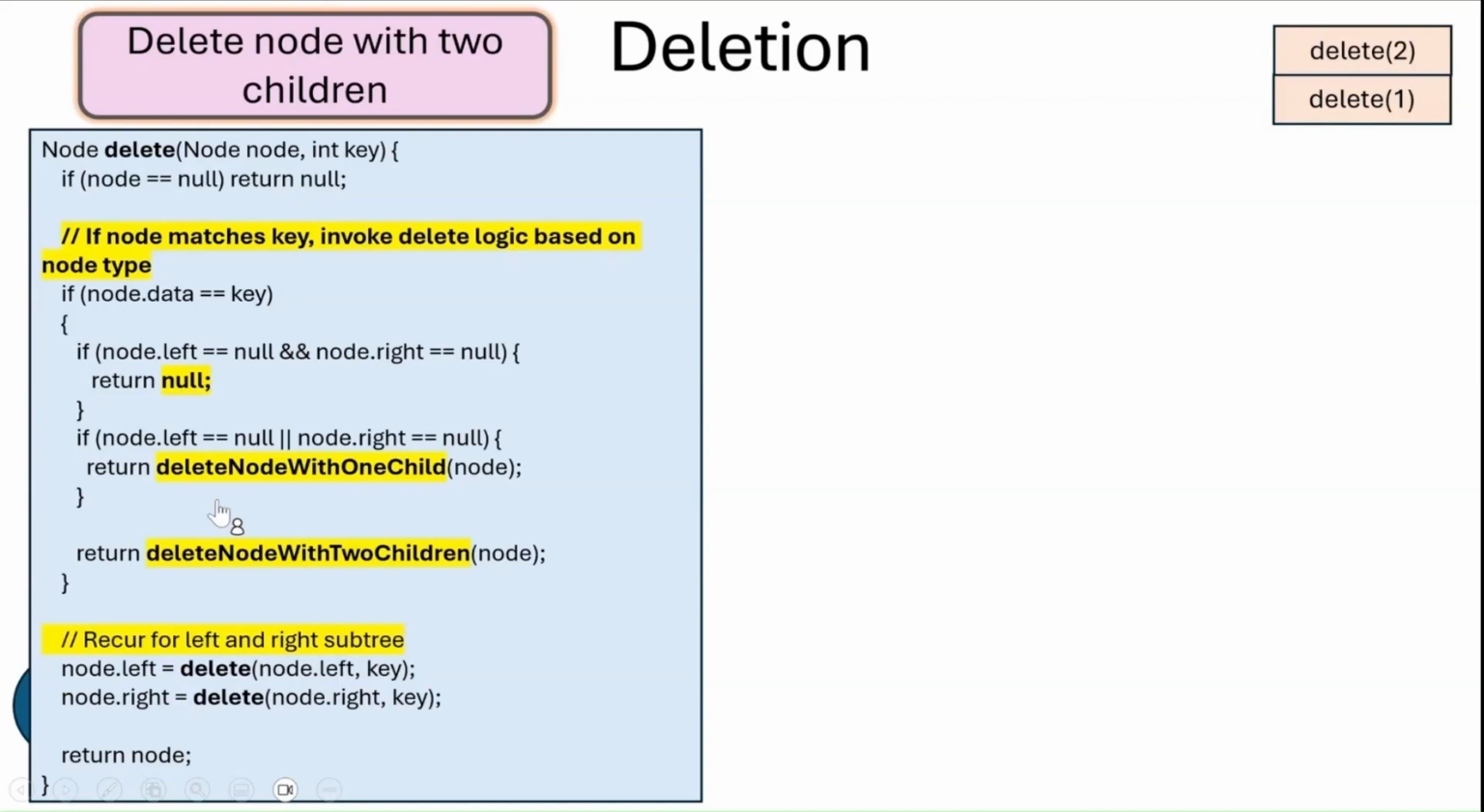So node 2 has two children. So it will go into the if condition because it is matching with the key which we want to delete. It is 2. And it will call this delete node with two children method because node 2 has two children.